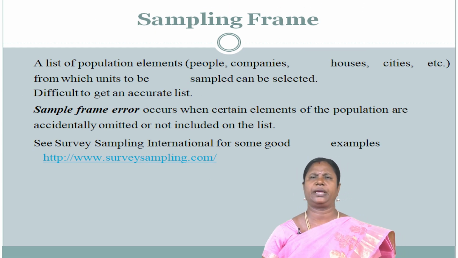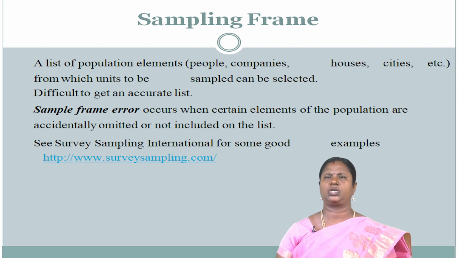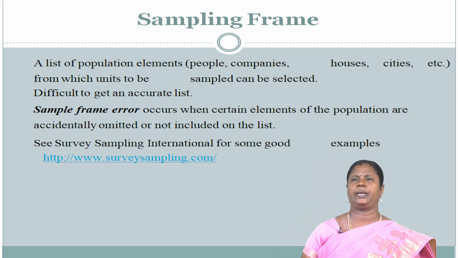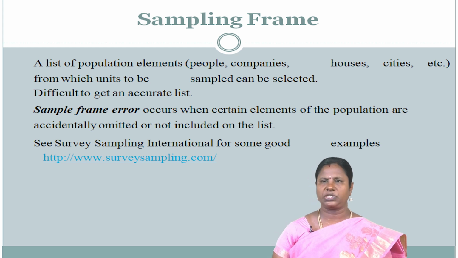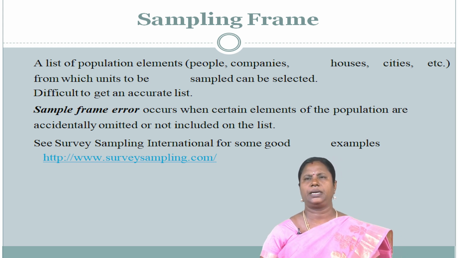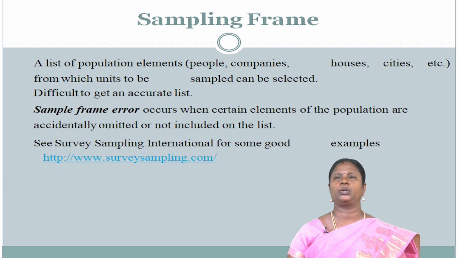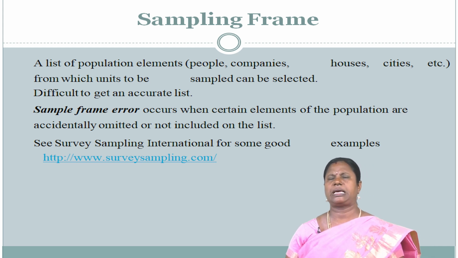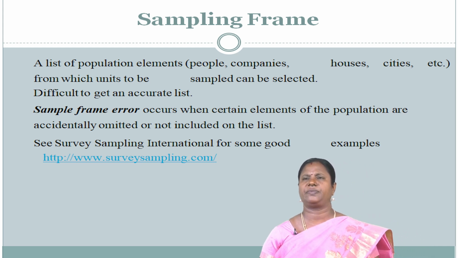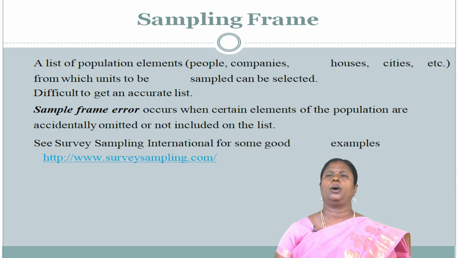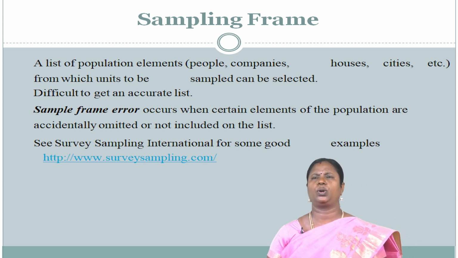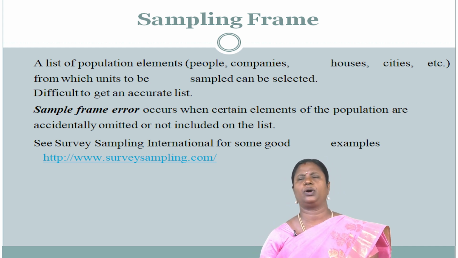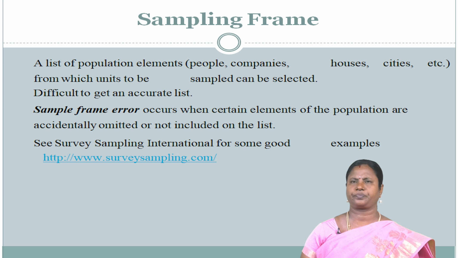Next one, sampling frame, or a list of population elements, people, companies, houses, cities, etc., from which units to be sampled can be selected. It is difficult to get an accurate list. Sample frame error occurs when certain elements of the population are accidentally omitted or not included on the list. See Survey Sampling International for some good examples.